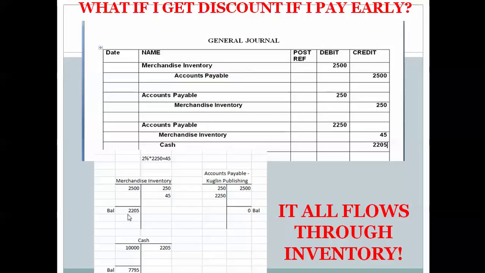This will show that the cost of that inventory was really only $2,205. We had originally purchased it for $2,500, sent $250 back, but got a discount of $45. The cost tied up in our inventory was $2,205. That is how much cash had to go out the door to pay for it. And even though our original account payable was $2,500, we reflected all that we had actually had to pay through the cash, through the inventory, and then reducing our bill to zero. Again, everything flowed through inventory.